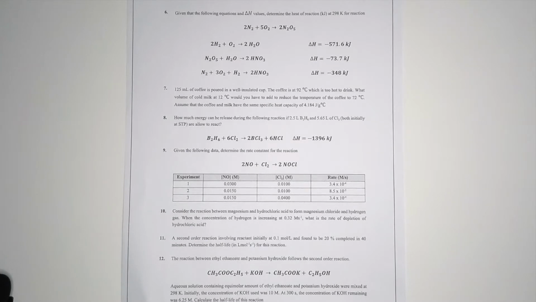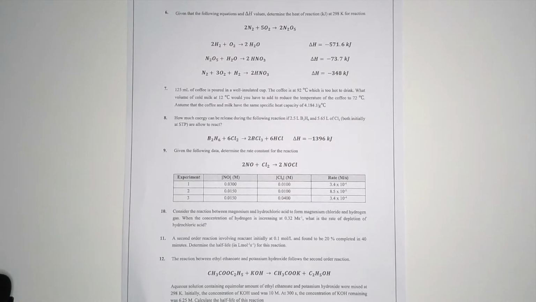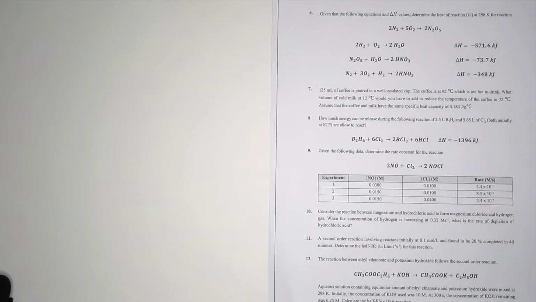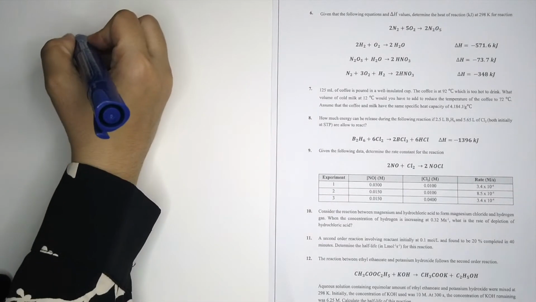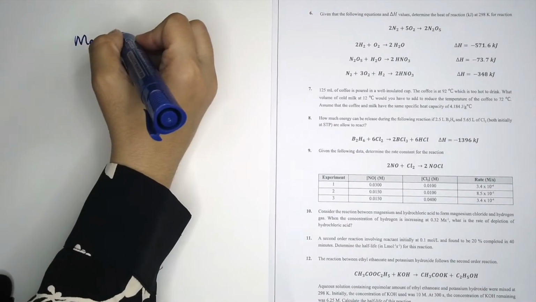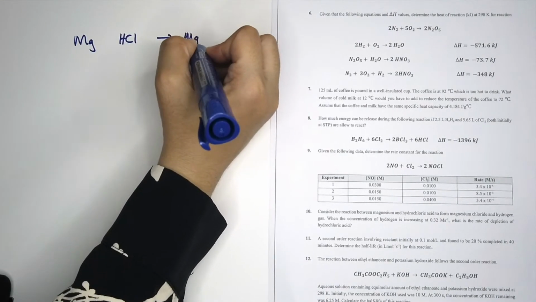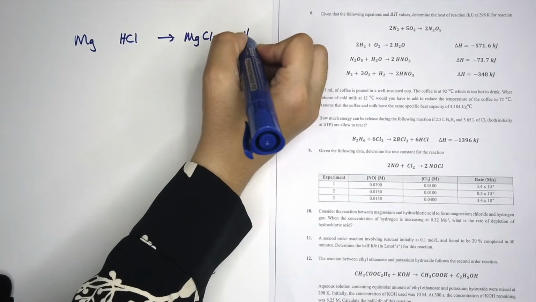Consider the reaction between magnesium and hydrochloric acid to form magnesium chloride and hydrogen gas. When the concentration of hydrogen is increasing at 0.32 molar per second, what is the rate of depletion of hydrochloric acid? When you get this kind of question, first and foremost you need to write the balanced equation for the reaction. This reaction is between magnesium and hydrochloric acid to produce magnesium chloride and hydrogen gas.